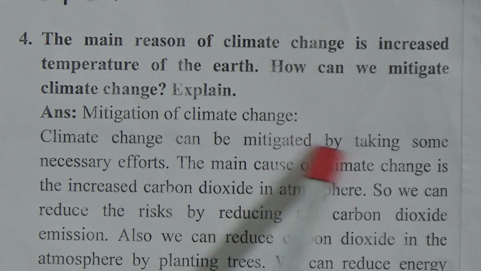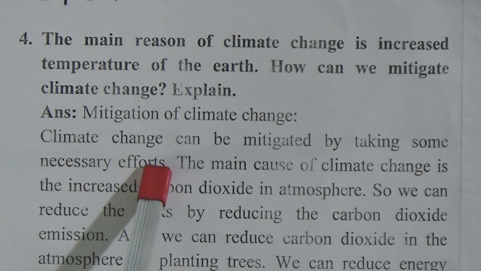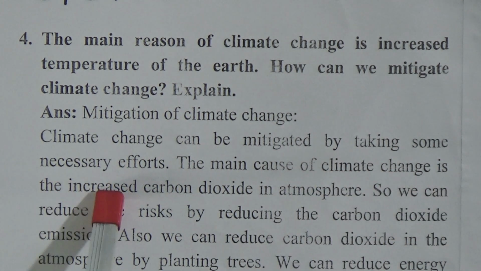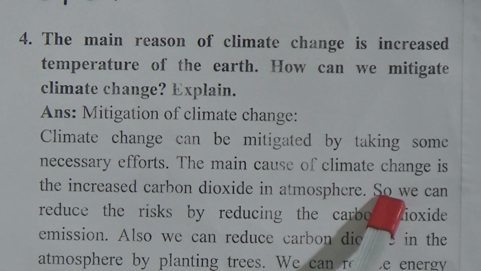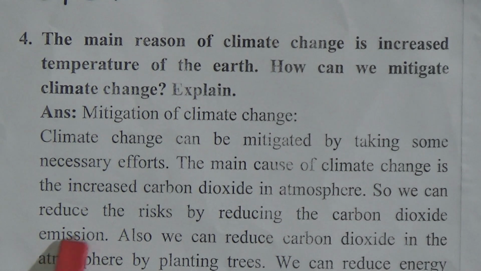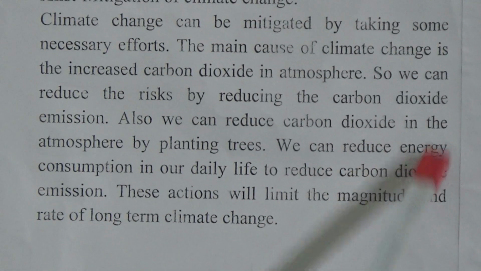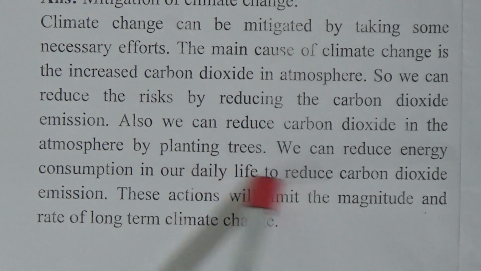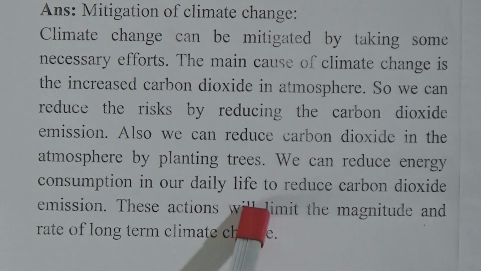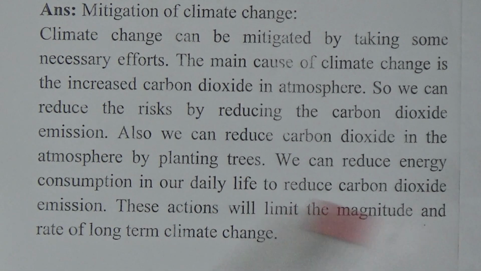The answer is mitigation of climate change. Climate change can be mitigated by taking some necessary efforts. The main cause of climate change is the increased carbon dioxide in the atmosphere. So we can reduce the risk by reducing the carbon dioxide emission. Also we can reduce carbon dioxide in the atmosphere by planting trees. We can reduce energy consumption in our daily life to reduce carbon dioxide emission. These actions will limit the magnitude and rate of long-term climate change.